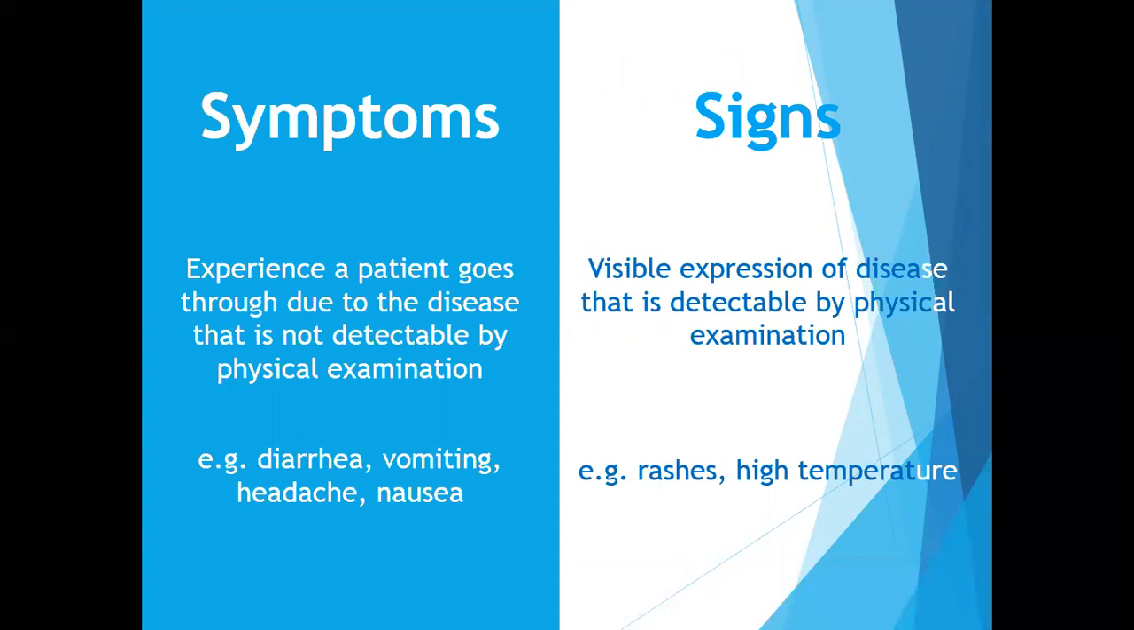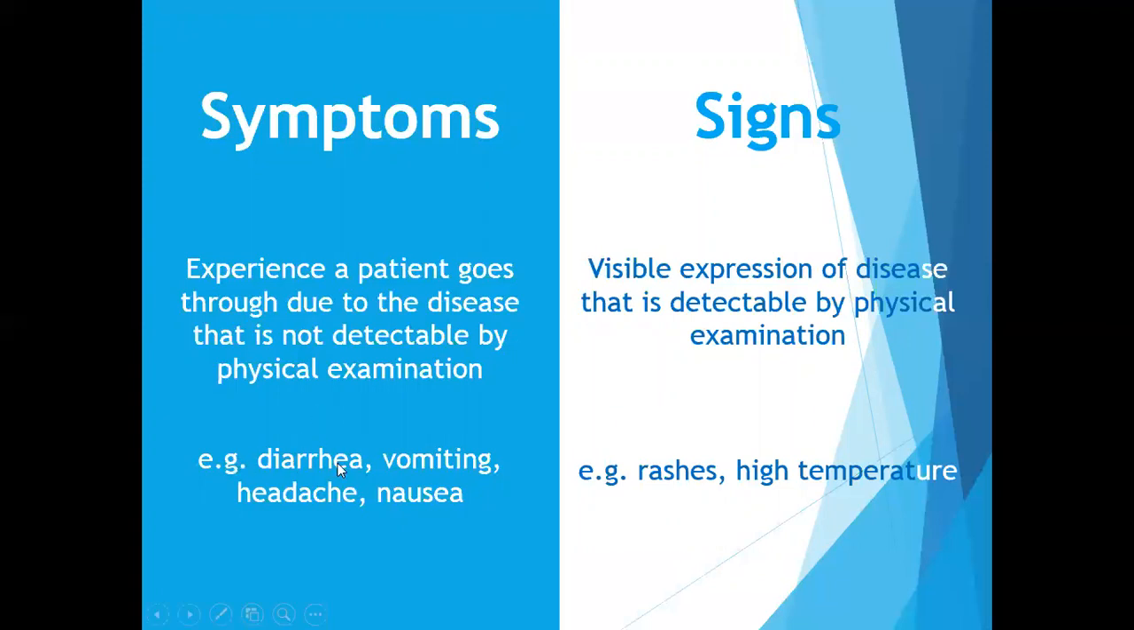Now after knowing the effect of choleragen, we're going to look at the meaning of these two words, symptoms and signs. When we talk about disease, we ask what are the symptoms and signs of the disease? There is a difference between these two. Symptoms are experiences a patient goes through due to the disease that are not detectable by physical examination. That means the patient will experience it, but when a doctor examines the patient, the doctor will not be able to see those experiences.